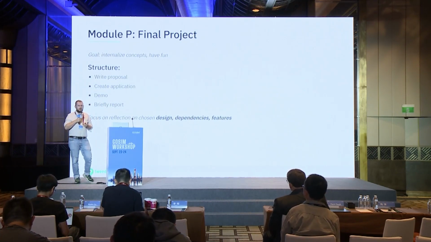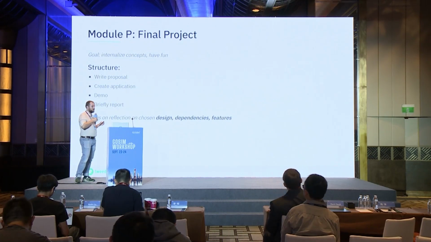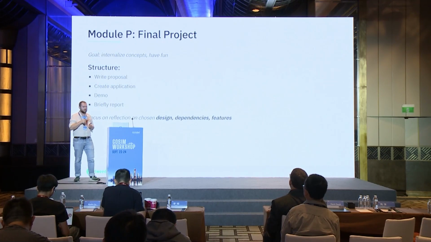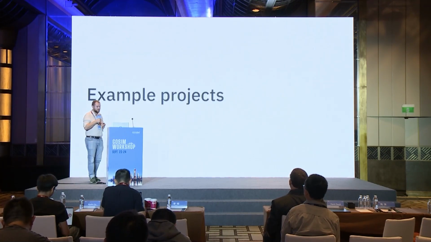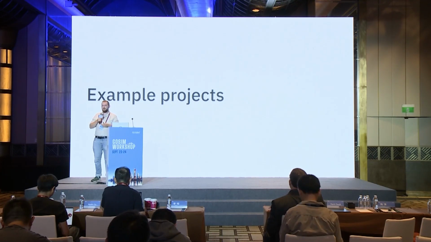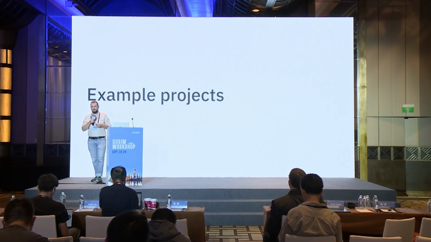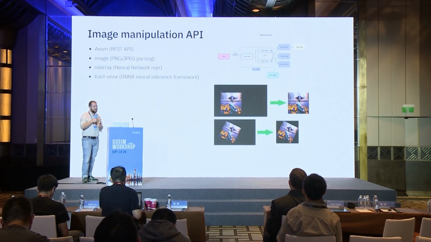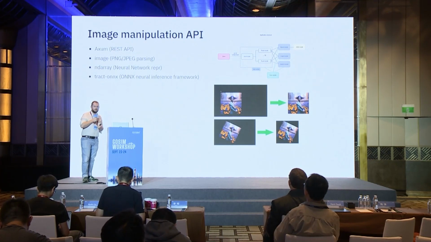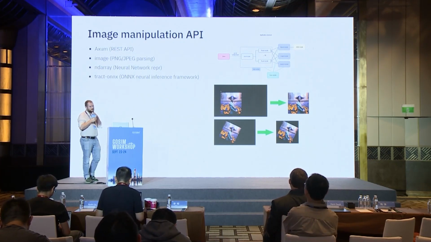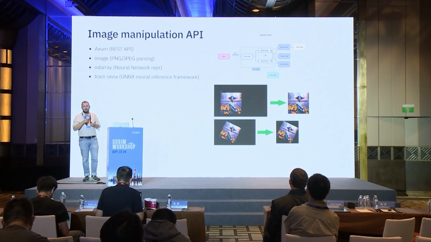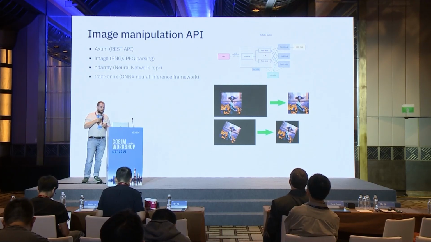So it's great to have them reflect on what they have actually been doing, and I think they did pretty well. So here are some example projects. And these projects are from people that didn't know Rust before this course. So I think this is really impressive. One of the projects is an image manipulation API based on Axum. It's a REST API to which you can upload images, and you can do all kinds of transformations. You can even do face recognition on them. It draws boxes around faces using the ONNX neural inference network. So that was really awesome.